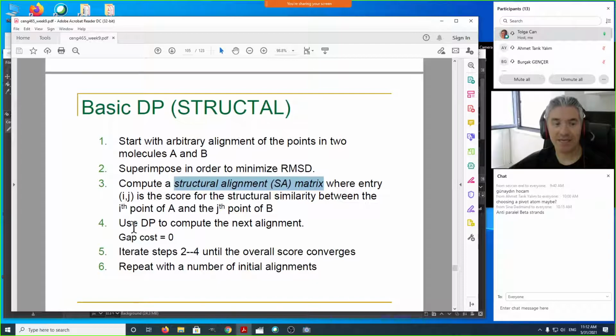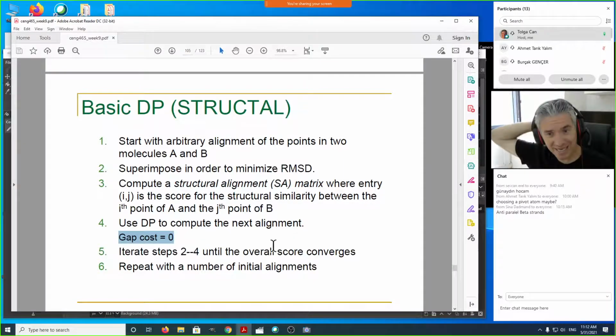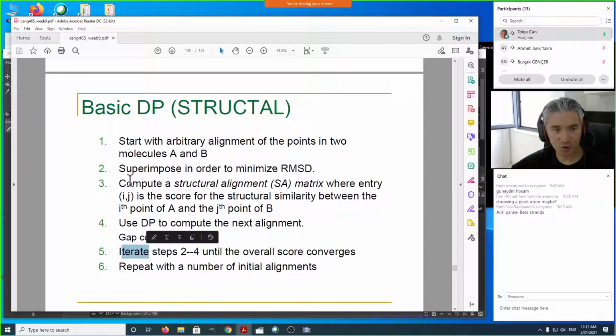By using this matrix, we use dynamic programming to compute the next alignment, which will change the matched amino acid pairs. And here, as you can see, it says the gap cost is 0, so we can have as many gaps as possible. It uses a gap penalty of 0 here. After that, we iterate steps 2 to 4. After we compute the new alignment, the amino acid matching pairs are changed. Therefore, we re-superimpose them, considering the newly matched pairs.